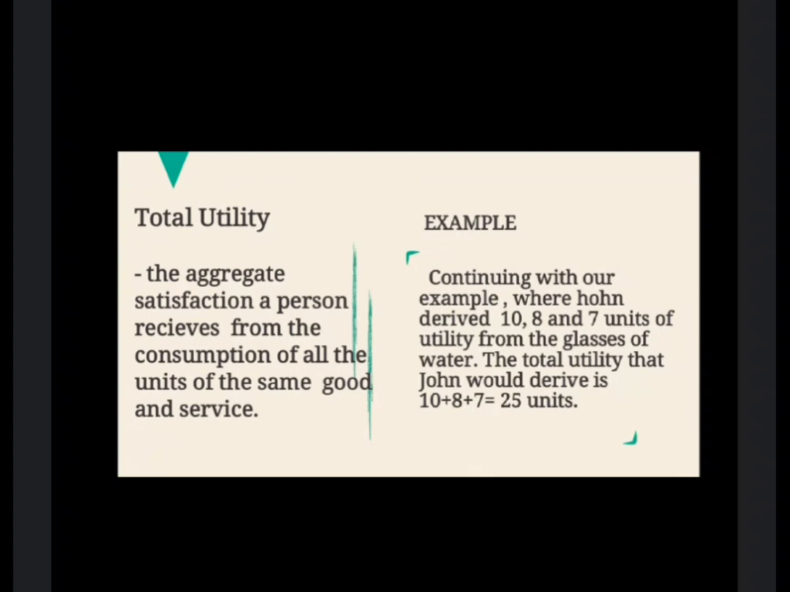Total utility, the aggregate satisfaction a person receives from the consumption of all the units of the same good or service. Example, continuing with our example where John derived 10, 8, and 7 units of utility from the glasses of water, the total utility that John would derive is 10 plus 8 plus 7 equals 25 units.